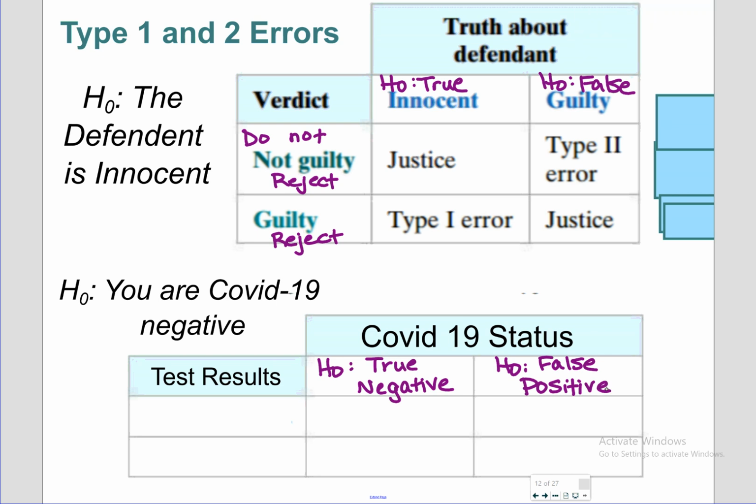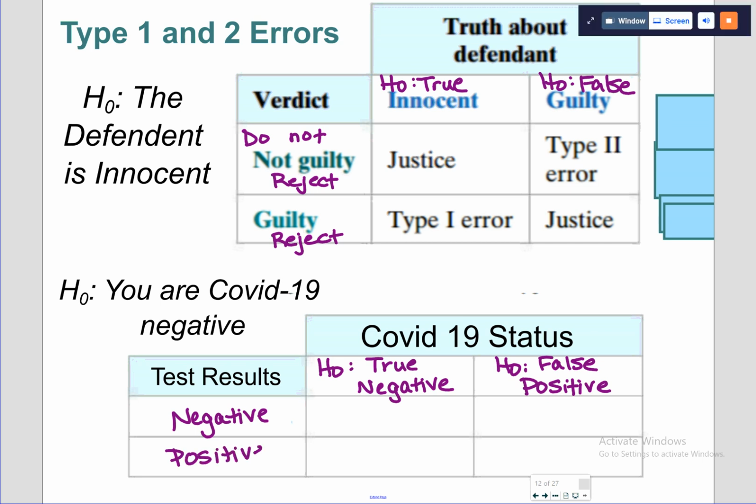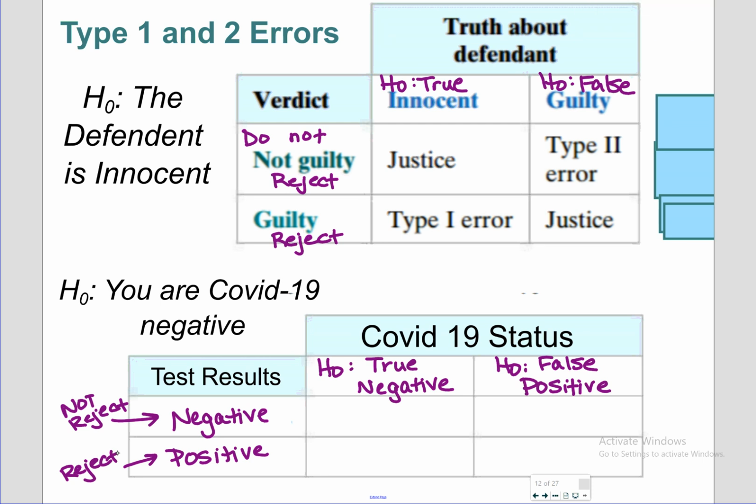Then there are two decisions that can be made after the test. The test can find that you are either negative or positive. A negative test result would be not rejecting, and a positive test result would be, if we're assuming that you're negative and it finds you're positive, we are rejecting that null. If you're negative and the test result says you're negative, it's a good test, right? And if you're positive and the test result says you're positive, also a good test.